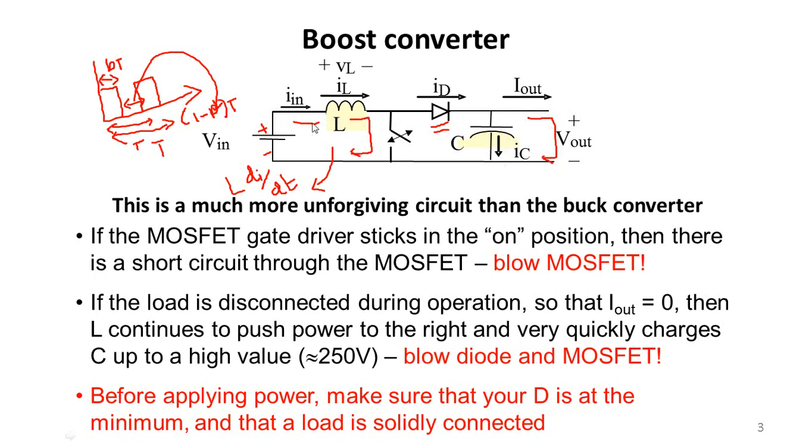And during the on period, what will happen? Your inductor will tend to run this particular MOSFET. The inductor will now tend to charge, and during this period your capacitor will run the discharge through your load. So this is how the operation of the boost converter goes.